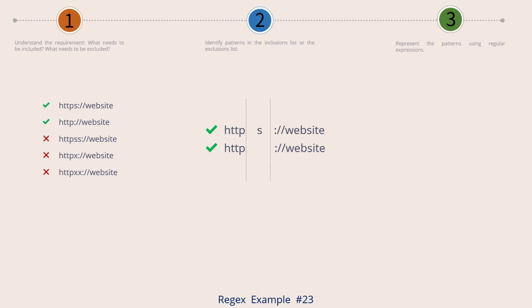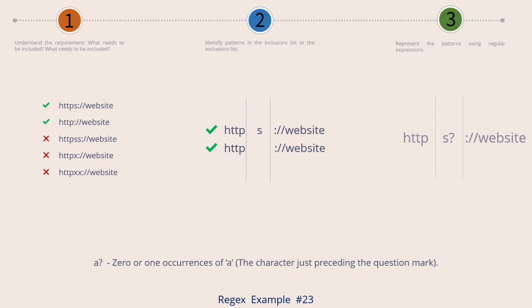This brings us to a new regex symbol, the question mark. It represents only two possibilities, either 0 repetitions or a single repetition. So if we write A followed by question mark, it can represent either 0 A's, which means no A's at all, or it can represent a single A. Let's make use of this new regex symbol and use it in our final step.